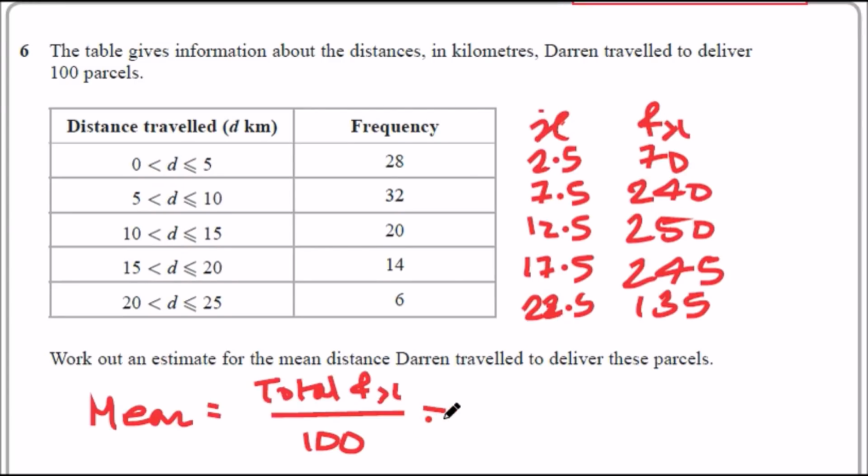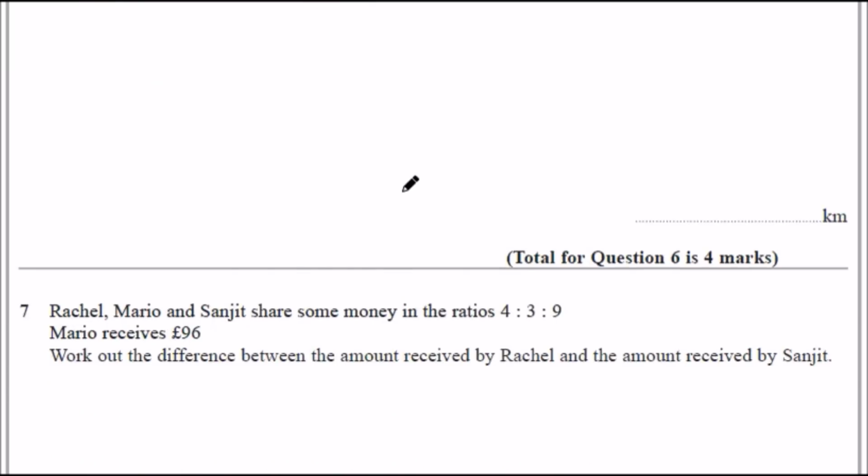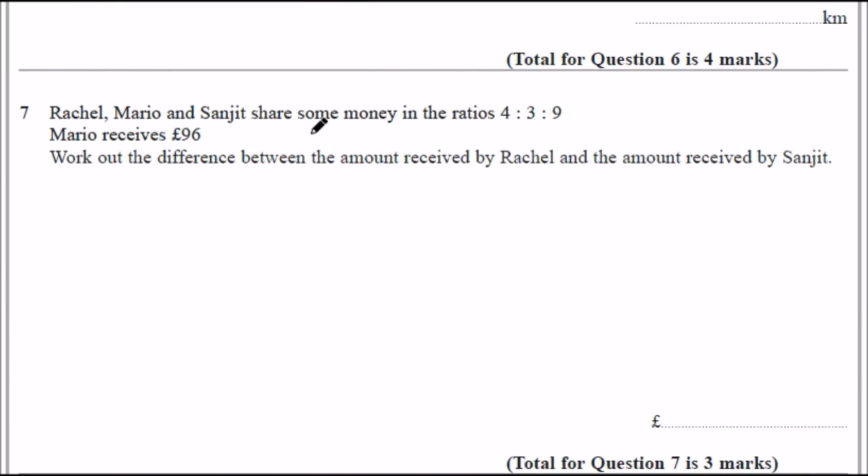So just bear with me, guys. I'm also calculating this because I'm doing it from scratch. 250 plus 245 plus 135 over 100, and you should get a mean distance of 9.4 kilometers. So it's somewhere around here. Makes sense because that's the most densely distributed one. And that's it. Thank God.